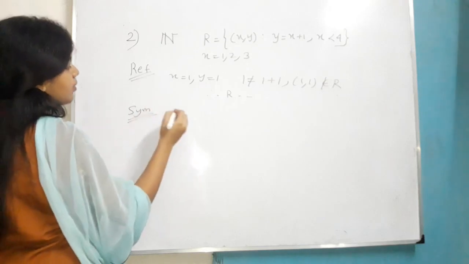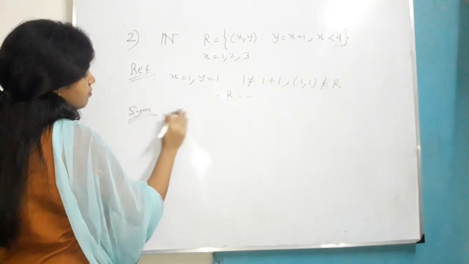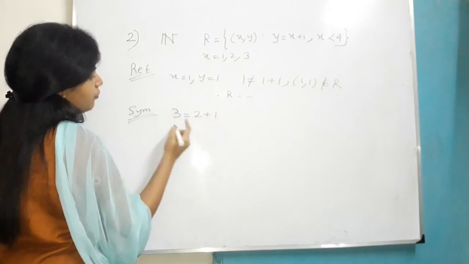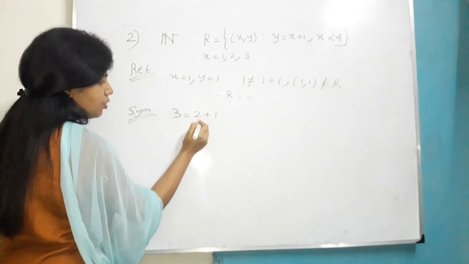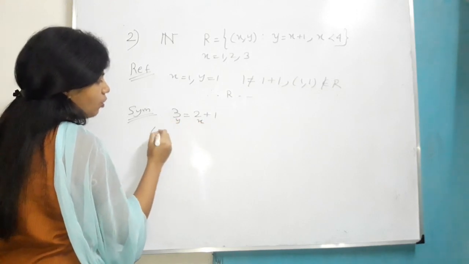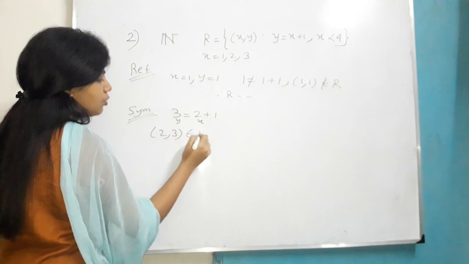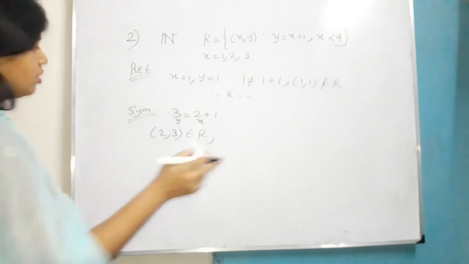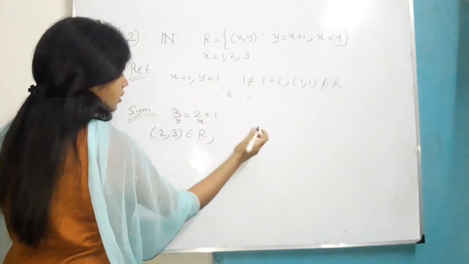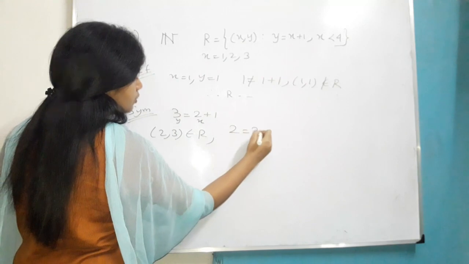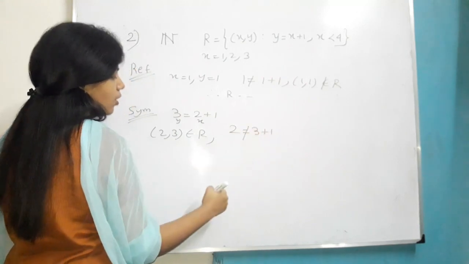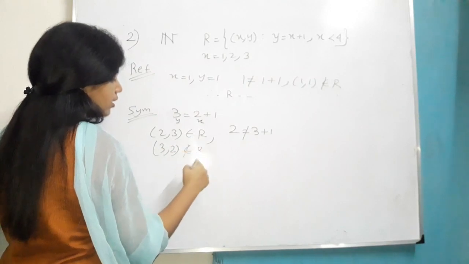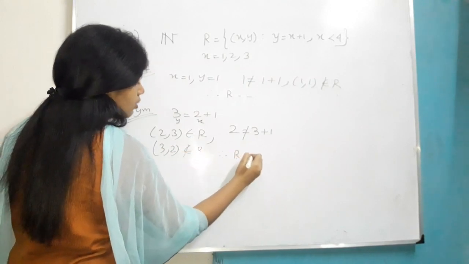Symmetric, if I take 3 equals 2 plus 1, that means I have taken here x as 2 and y as 3. So (2,3) belongs to R. Now I will check that (3,2) belongs to R or not. If I just replace the value, 2 equals 3 plus 1, no, it is false. That means (3,2) does not belong to R. Therefore R is not symmetric.